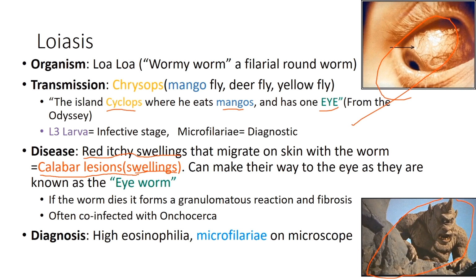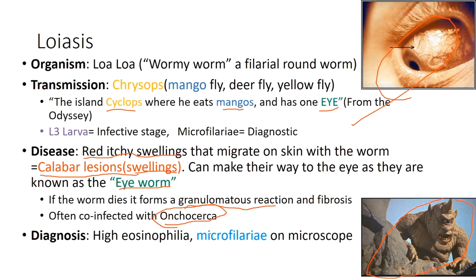So wherever the worm is moving, you'll have this giant swelling that moves with it, and that's known as a Calabar lesion. They can eventually make their way up to under the eye and the face, and then into the eye itself, as you can see this guy up here. If the worm dies, however, you can get granulomatous inflammation and fibrosis in that general area. Because it's found in Africa, it's often associated with other fly infections, which gives you a disease such as onchocerca, which we're going to discuss in just a second.